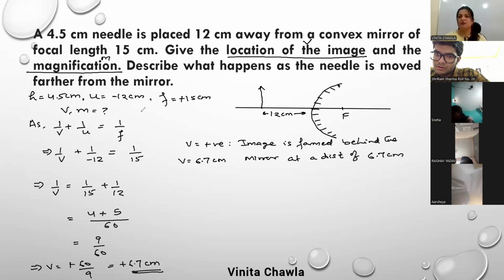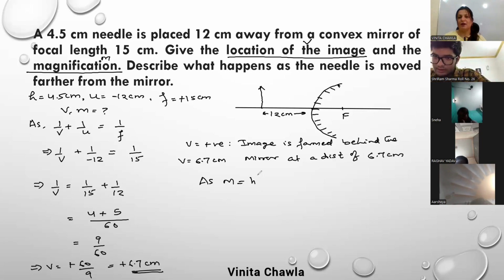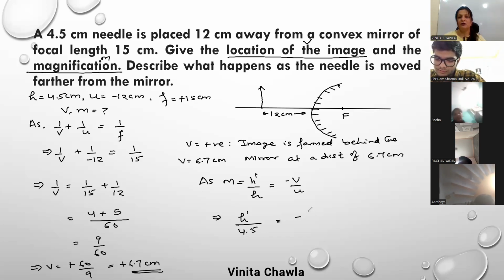For this, we'll find magnification first. Because magnification is h dash by h, where h dash is the size of image divided by size of object, is equal to minus v by u. Now put the values here. This implies h dash, h is given, it is 4.5. V is, we have just found out, it's 60/9. And u is given, it's minus 12. Minus minus cancel, 12 ones are 12, 12 fives are 60. Okay, it's 5/9. So we can find the value of h dash.